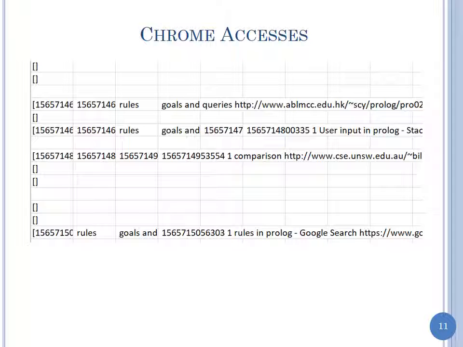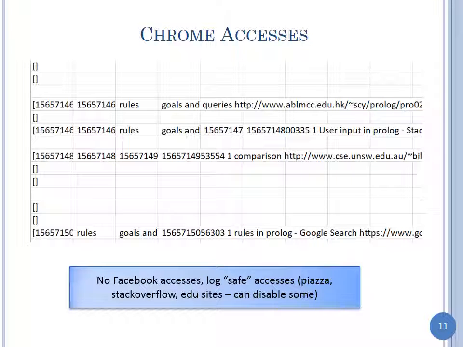Also, if somebody allows that, we also get Chrome accesses. When I was doing this Prolog project, I knew Prolog at one time in my life, but I've forgotten everything about it. All the syntax, everything. How do you input? How do you do rules? How do you do queries? So you see what web pages I went to. Then somebody else can look at this information, or I can look at it later and say, oh, this is the one that told me how to do Hello World in Prolog, or how to read something in Prolog. We only log safe accesses. So if you're accessing Piazza or Stack Overflow or the EDU site, we log that, and one can disable that.